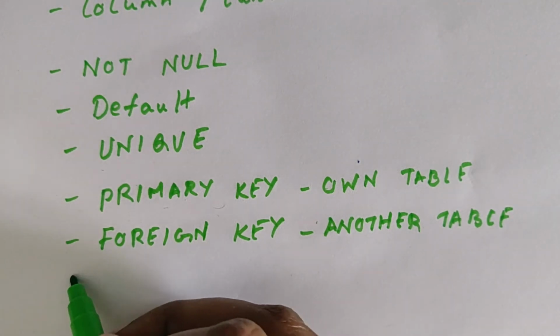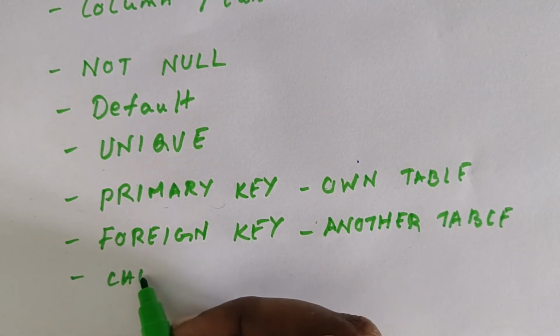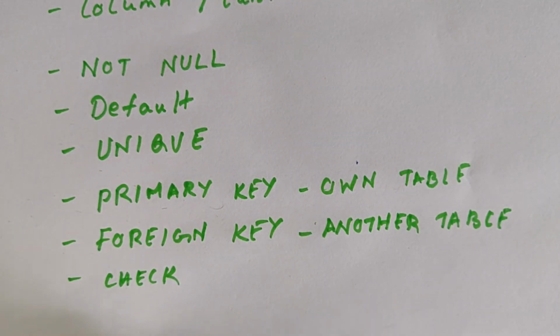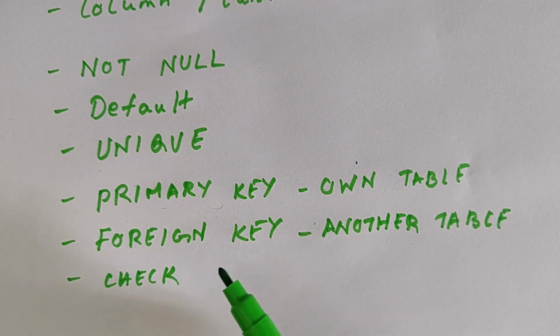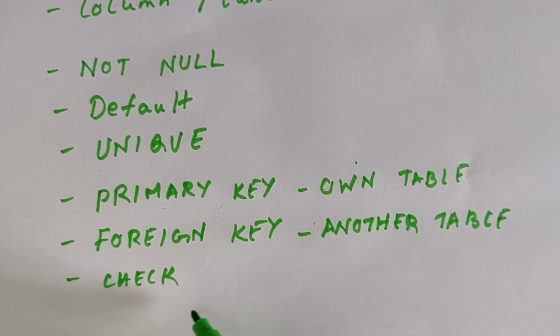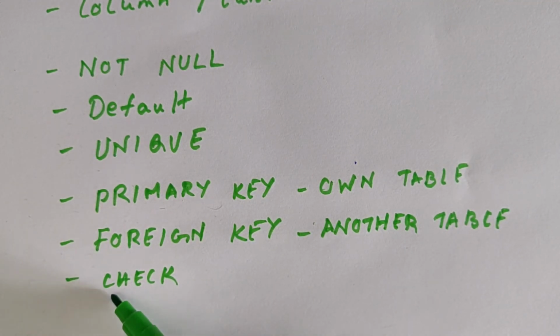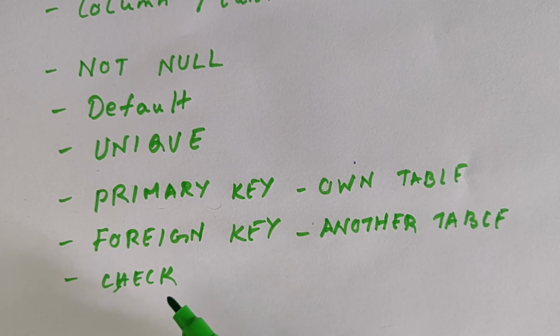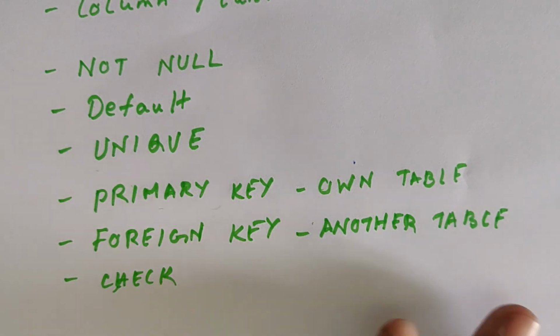Okay, and the next one is the check constraint. So check if this condition is satisfied, like that we can say. This check constraint ensures that, if it is applied to any particular column or table, whatever condition is specified using it, those conditions are satisfied. For that, the check constraint is going to help us.